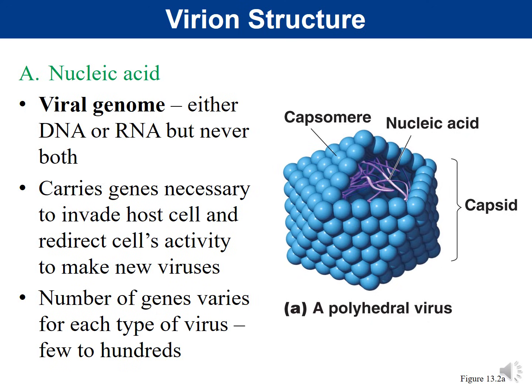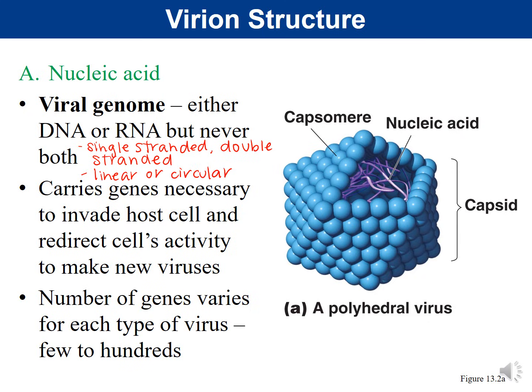So first we'll talk about the nucleic acid. Again, the viral genome is either DNA or RNA, but never both, as a general rule. The genome can be single-stranded, double-stranded, and it can be linear or circular.